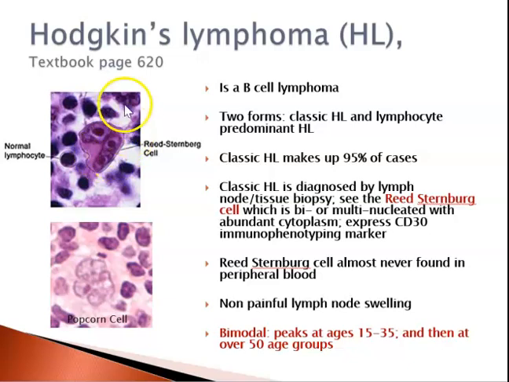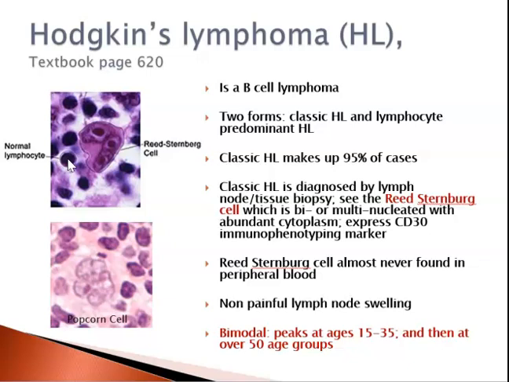So you'll see over here on the top left-hand side of your slide an image that's demonstrating a Reed-Sternberg cell. It's got a comparison of a normal lymphocyte and a Reed-Sternberg cell, so you can see a comparison. You can see the size difference. You can see the bilobed or multilobed nucleated cell versus the mononucleated normal lymphocyte.